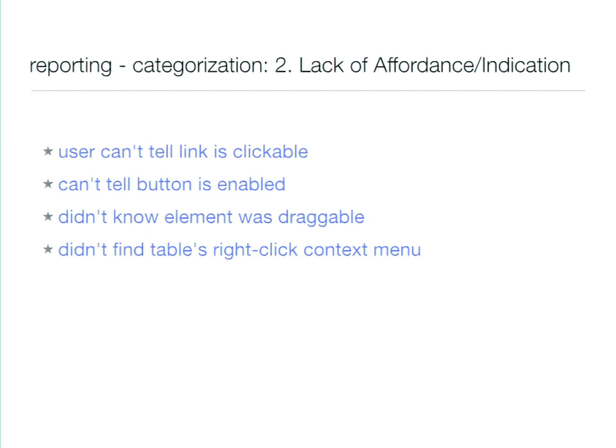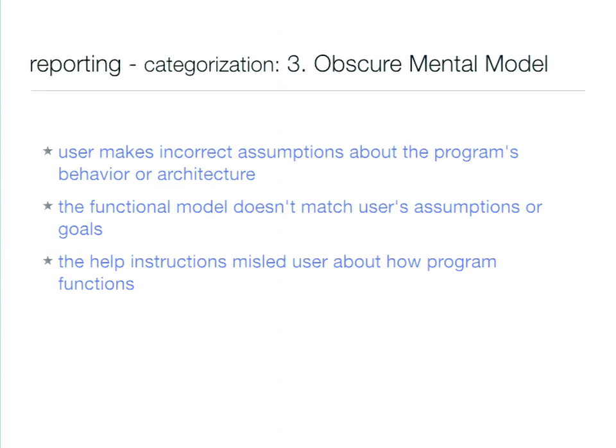Lack of affordance is that there's a link, but nobody can tell that it's clickable, or can't tell that something's enabled, and they didn't know that a certain element was something that they could use in a particular way. So that's often the most difficult thing to do when you're sitting beside somebody who's struggling with something, and they're looking to you for help, and you're trying to give them just enough of a hint so that you can go on with your test.